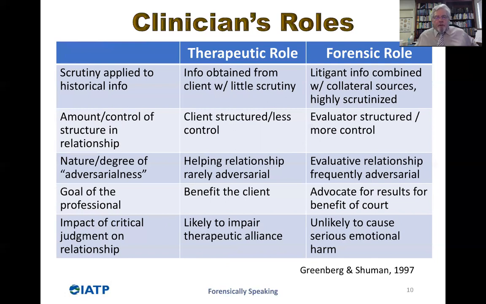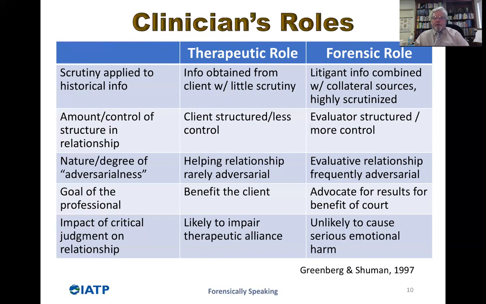The role, or the goal, of the professional in the therapeutic role is to benefit the client. That's always the goal: the healing of the patient or client that is seeing you. Whereas in the forensic setting, it's for the benefit of the court.